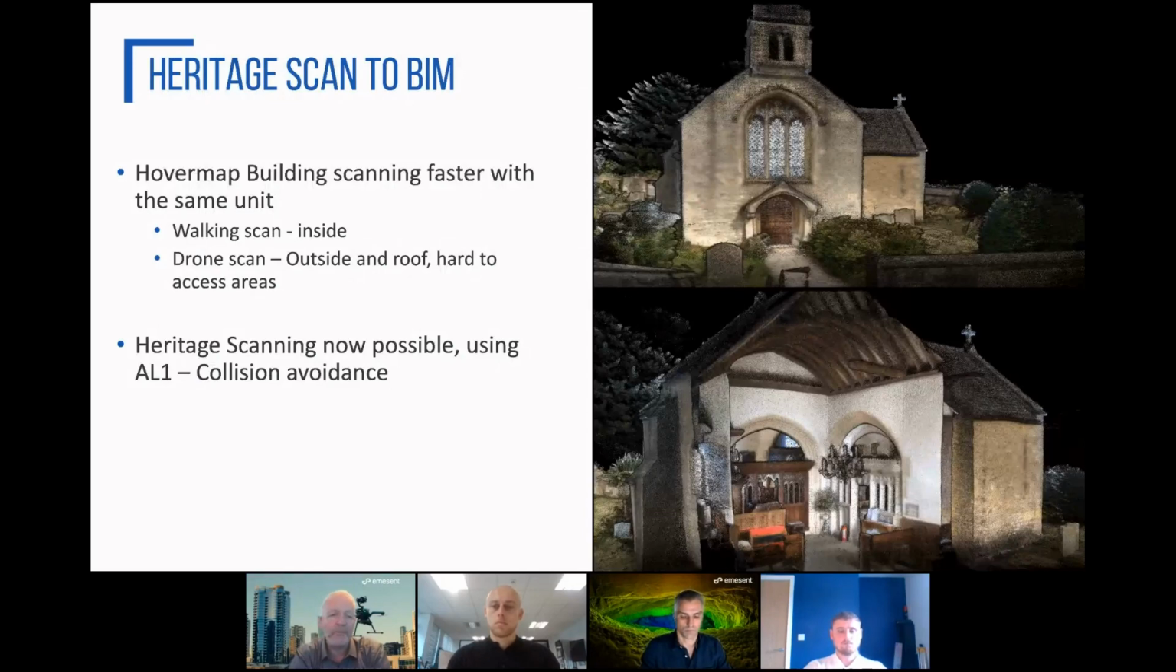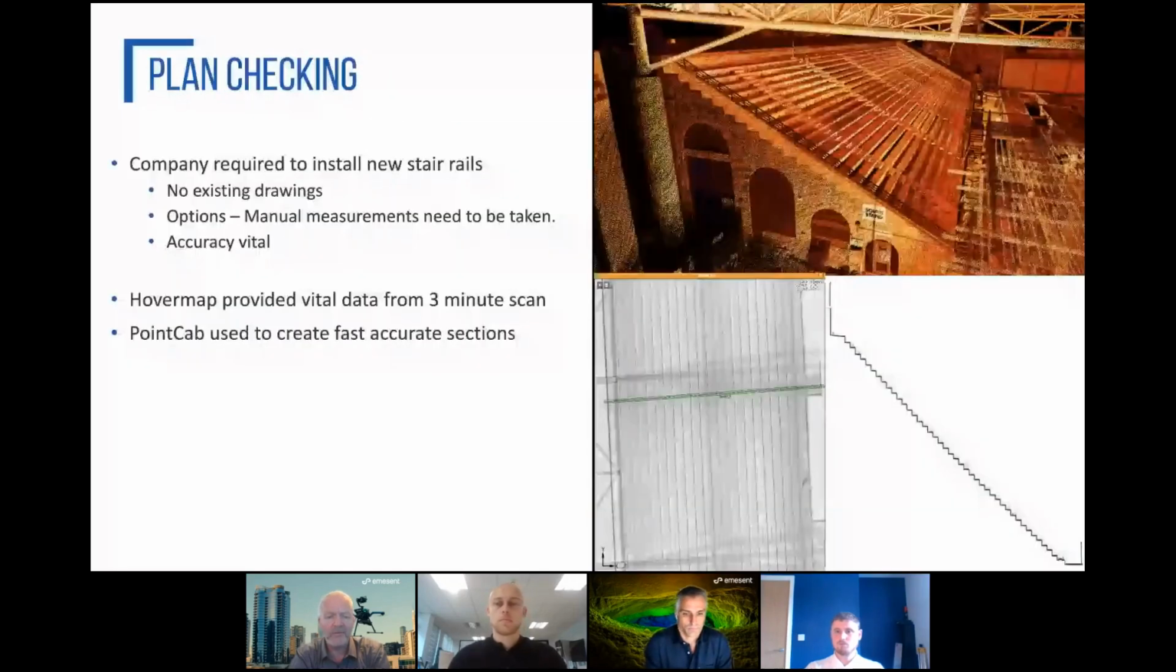You can't use something like Point Fuse for this, but you can use, for instance, Point Cab, and then put that Point Cab application into Revit, vectorizing it and bringing that through. And again, I've got some examples I can show you of heritage work we've done, merging both the inside and the outside.